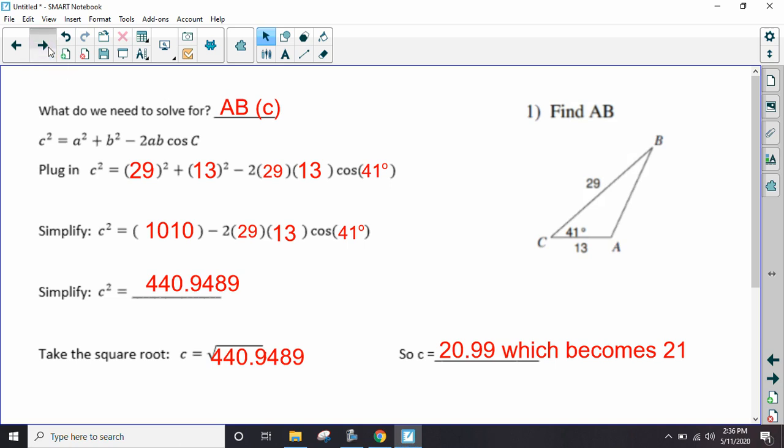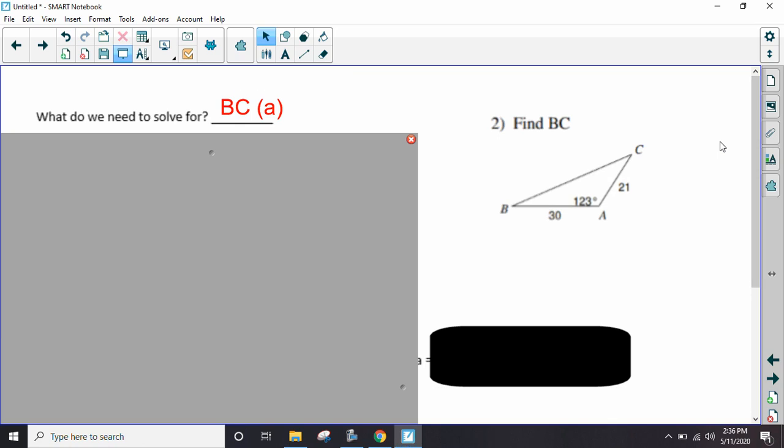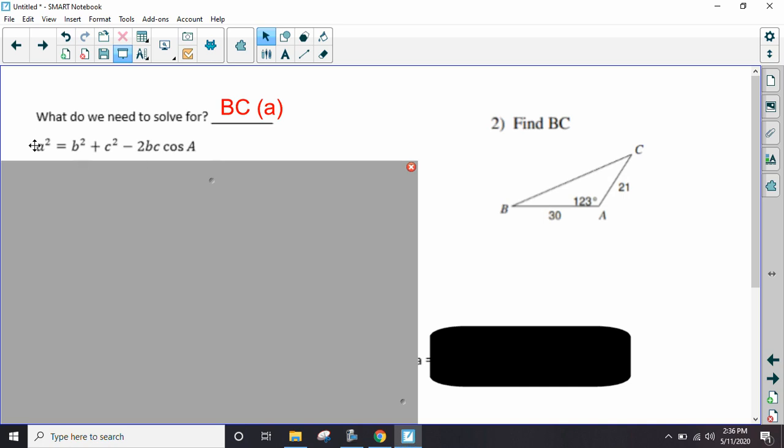All right, let's look at this one right here. Here's our triangle. We're given these three things, and you'll always know you're going to use the law of cosines if you're given side, angle, side: two sides with the angle in between. I'm looking for BC. This happens to be little a because it's across from here. So we just use this one of the three formulas on the handout.